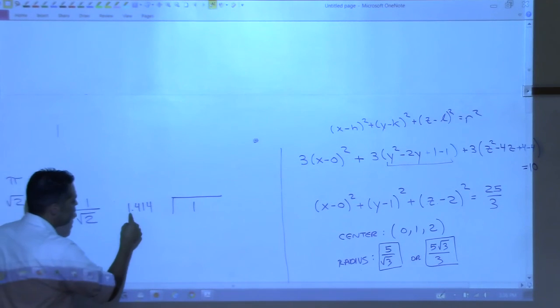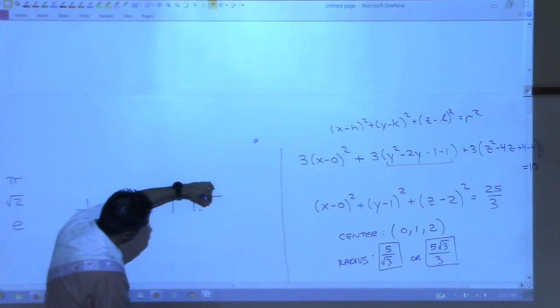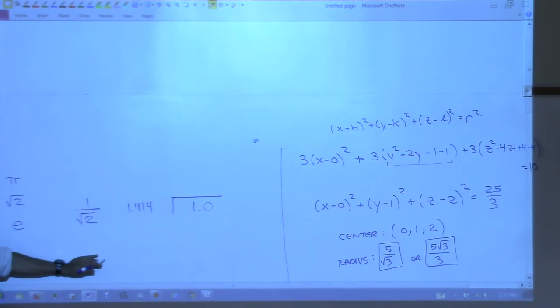Look at this. How many times does 1.414 go into 1? Well, it doesn't, right? So what would we have to do? We'd have to say, okay, how many times does it go into 10? So how many times does 1.414 go into 10? 6, yeah, right? Do you see that this is not super clean?